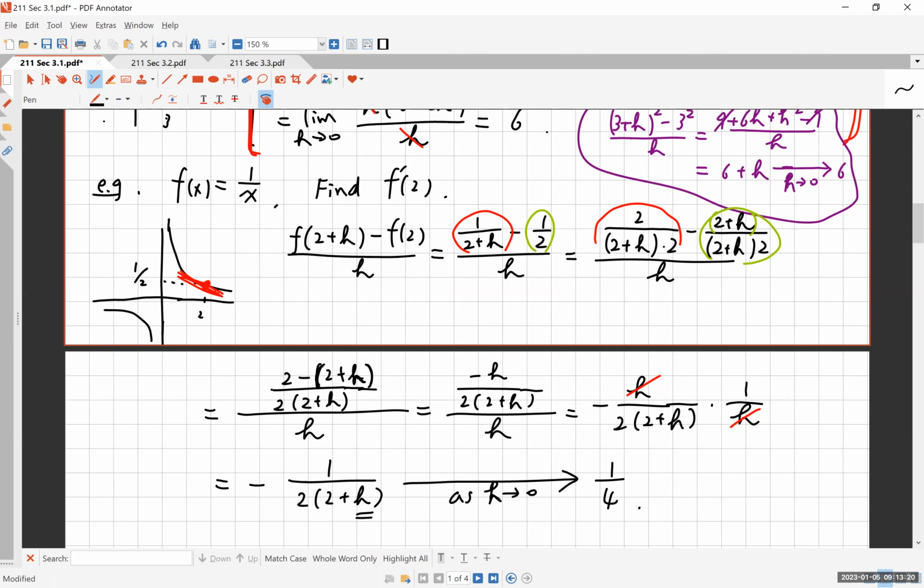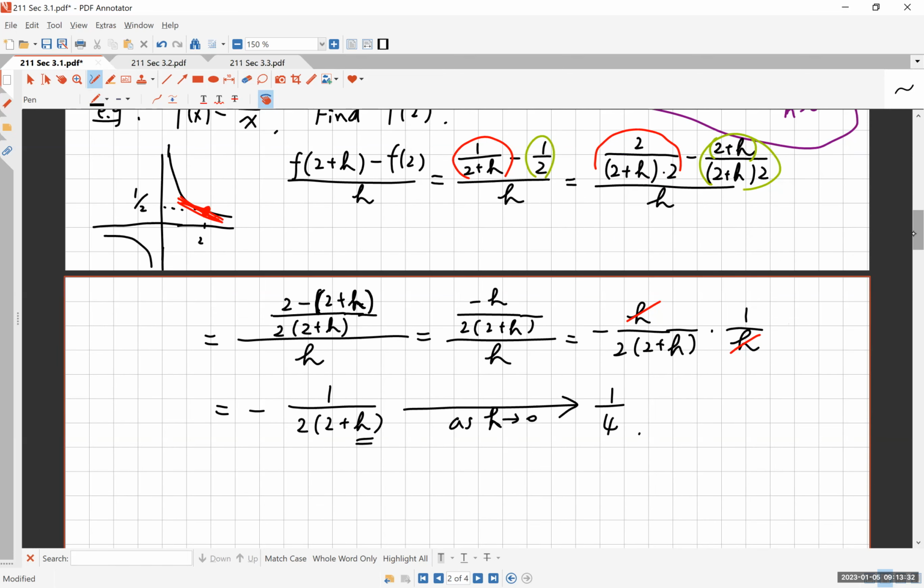Again, in a couple of weeks, if I ask you this, you would not have to go through all of these procedures because we will have some general rules to evaluate the derivative at any given point. Okay, so I hope this makes sense. All right, let's go on.